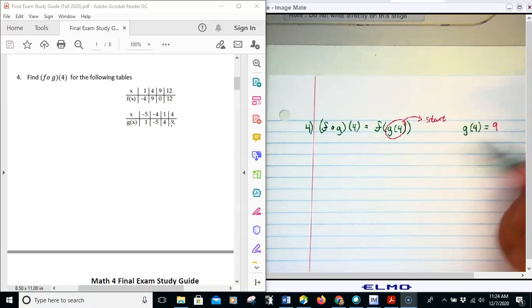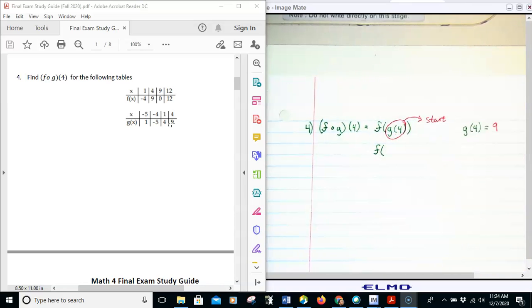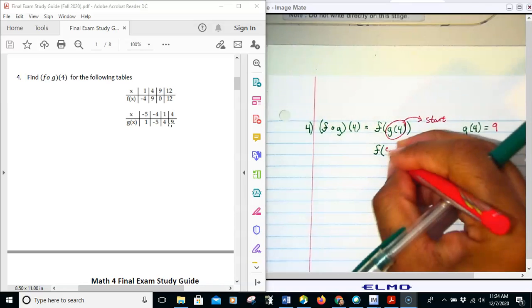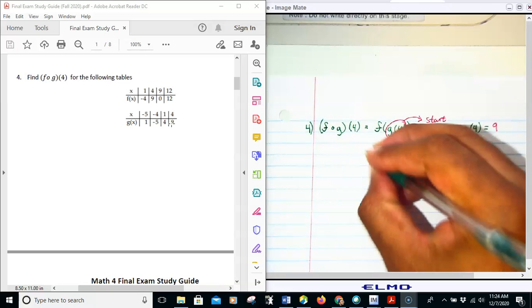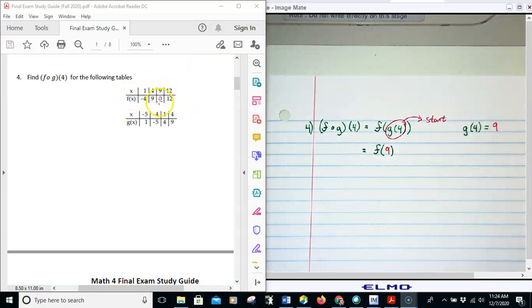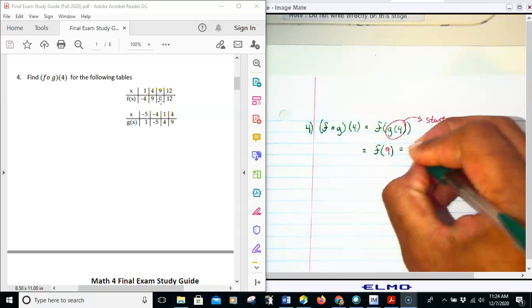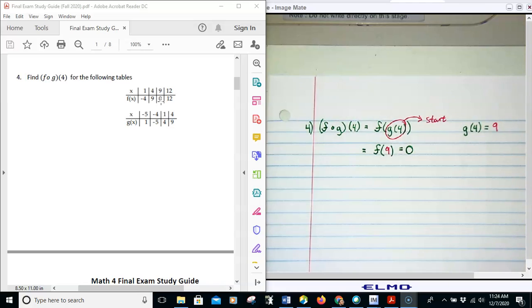All right. So now we're going to go ahead and find f of 9. So now we're going to our f function. When x equals 9, your y is 0. And guys, that's it. That's your answer. Your answer is 0. Bam.